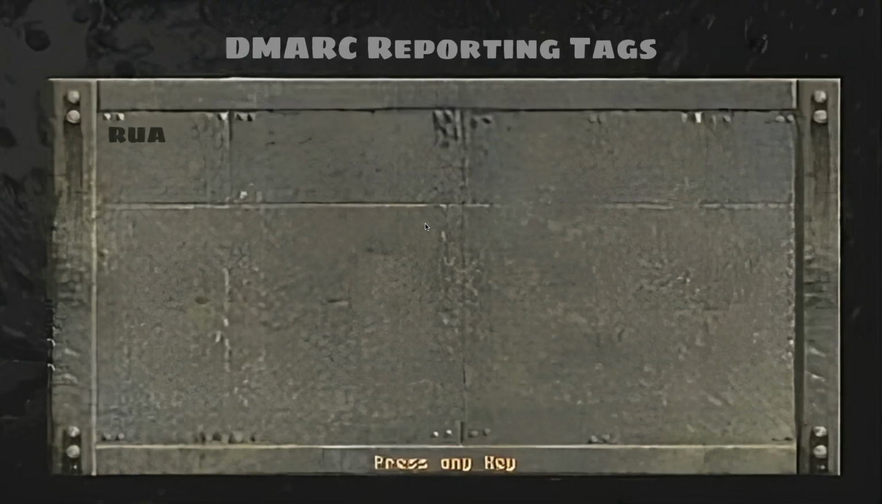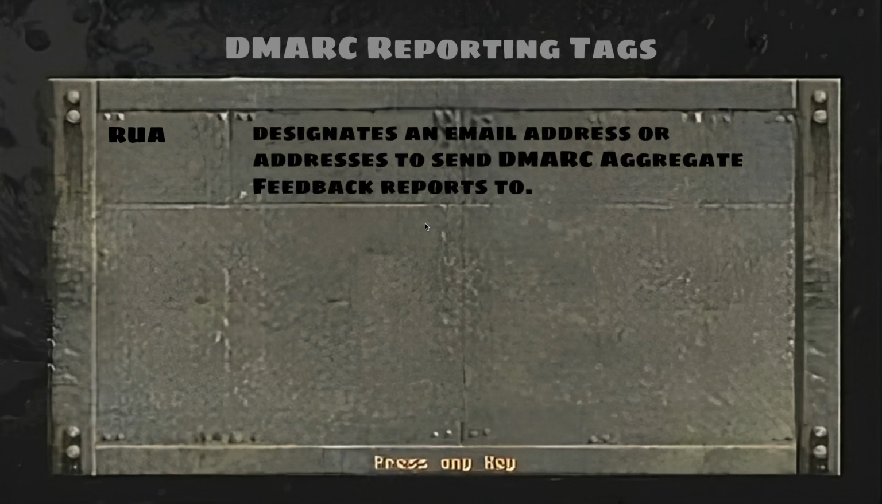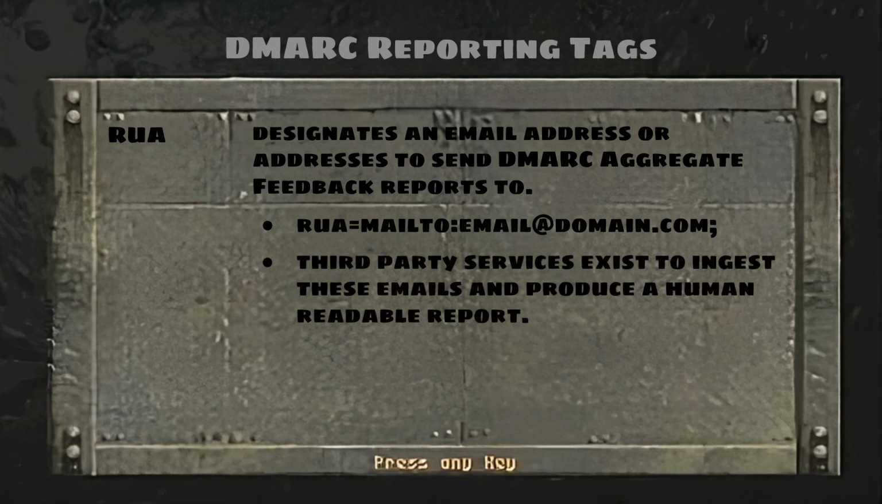Now we get to the reporting tags. RUA is where you designate the email used for the aggregate reporting. This is the email that the mail receiver will send that aggregate report to. So there's an example of what that would look like. There are tons of third-party services out there that will happily ingest these reports for you. You're going to want to do that. I mean, unless you can natively read XML, you're going to want to do that.